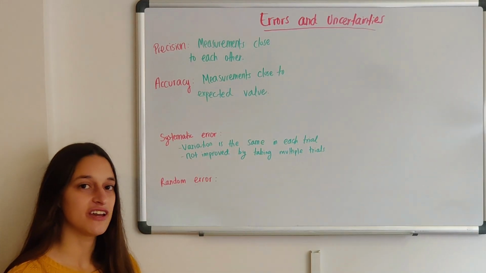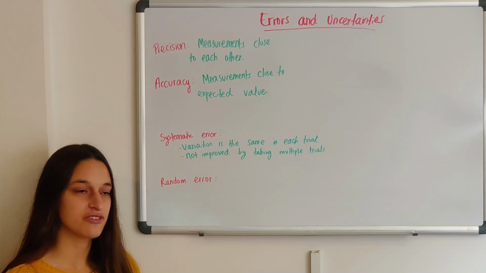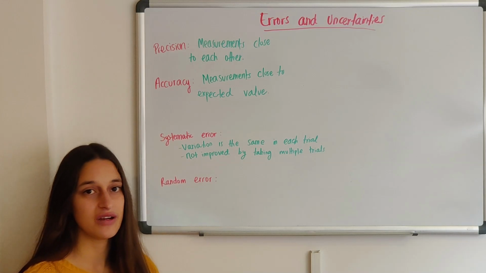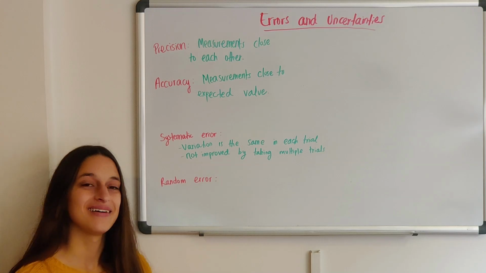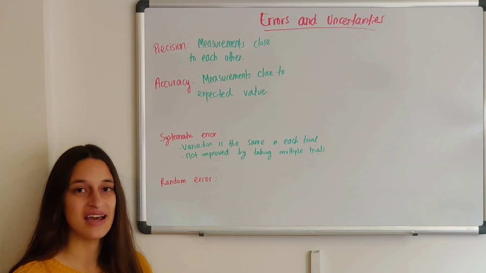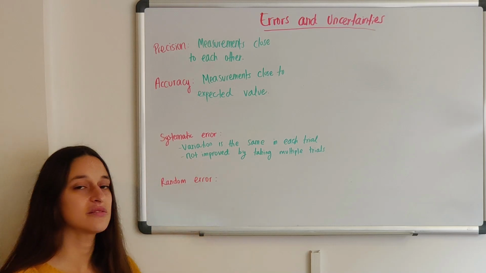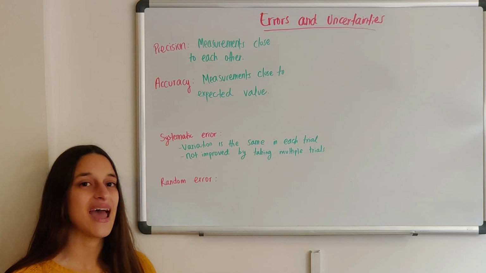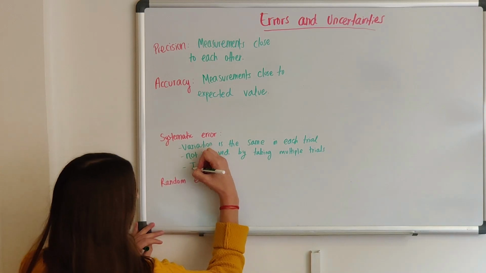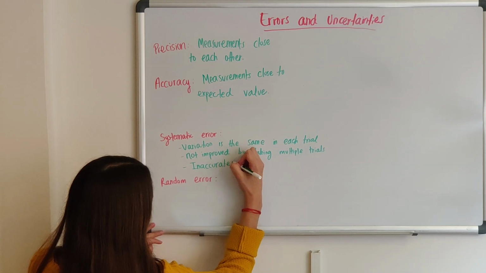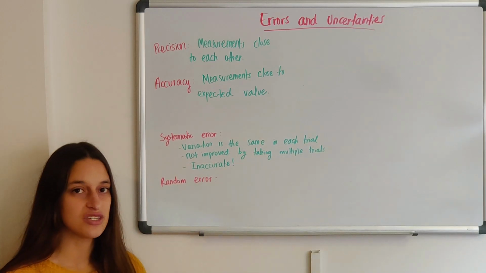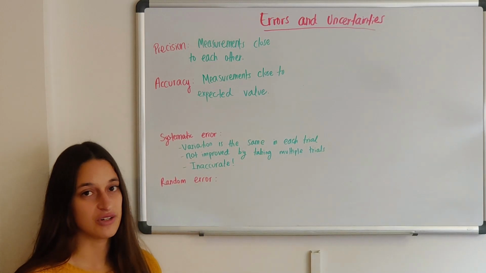But this is not going to affect the precision of the experiment, because if our scale is very precise, it will still give us very exact numbers, just not close to the numbers that we should be getting. So an experiment done with a lot of systematic error will be inaccurate. So it leads to inaccuracy, or not having accurate results.